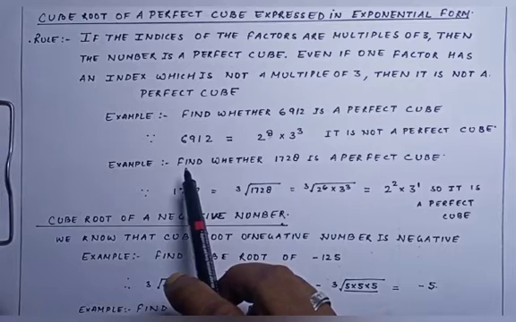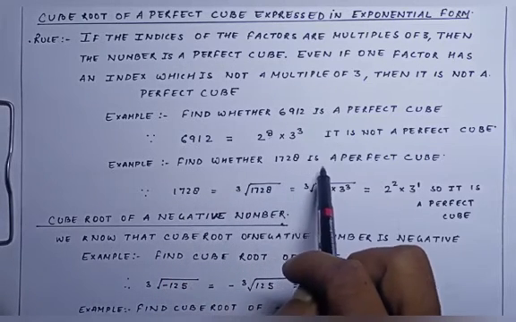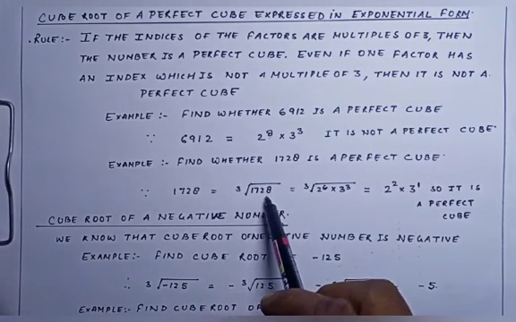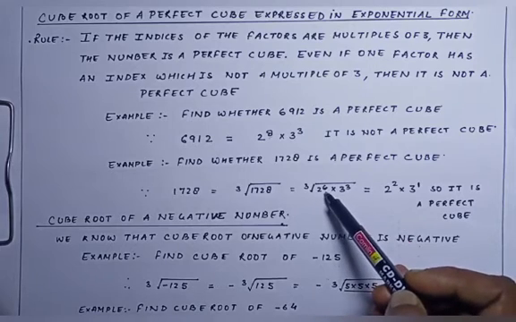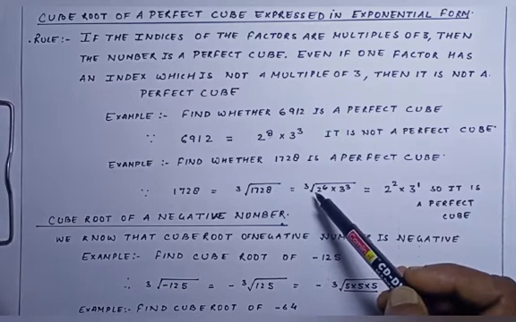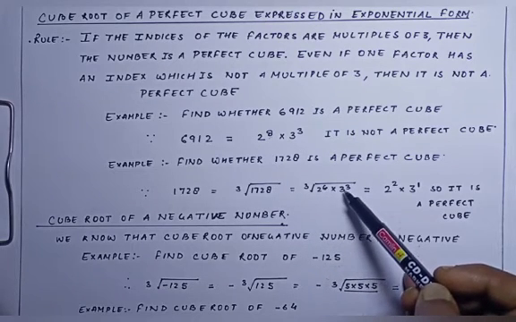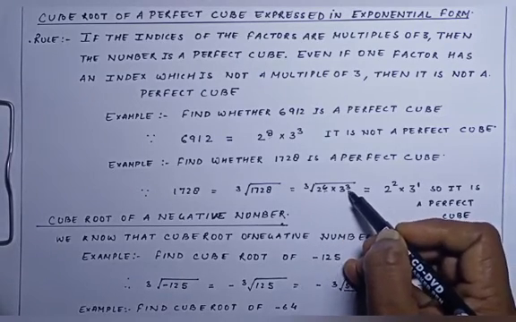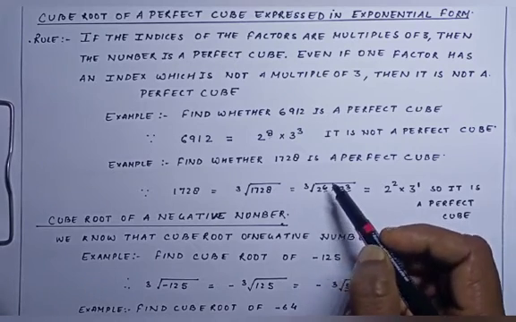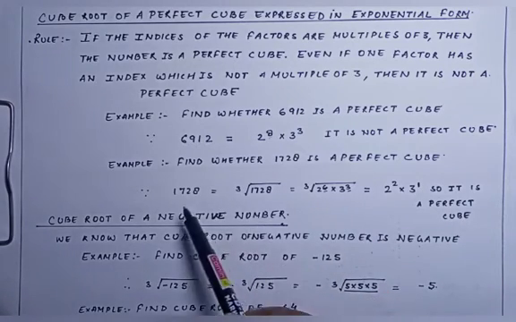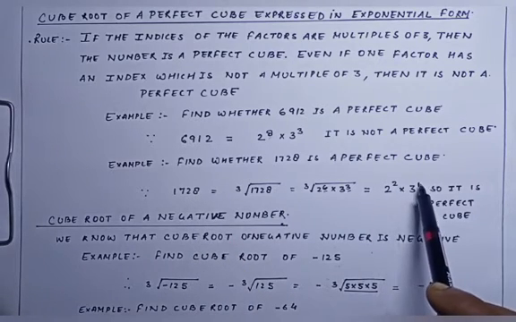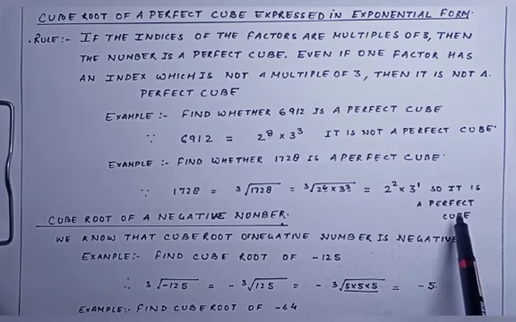Let us see another example, to find whether 1728 is a perfect cube or not. After finding the prime factors of 1728, you can see that the prime factorization of 1728 is 2 to the power 6 and 3 to the power 3. So over here both the indices 6 and 3 are multiples of 3. So we can say that the cube root of 1728 is 2 to the power 2 into 3 to the power 1. So it is a perfect cube.